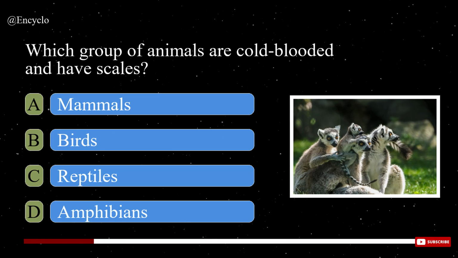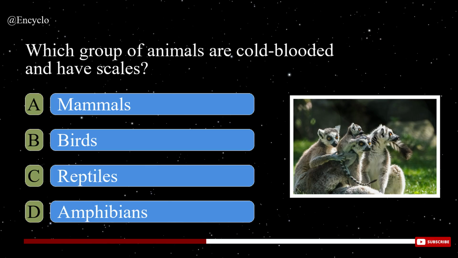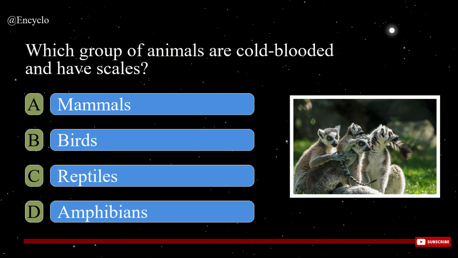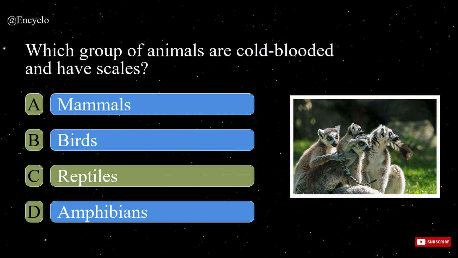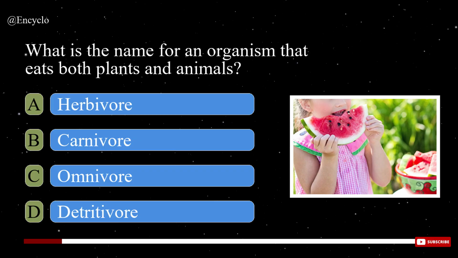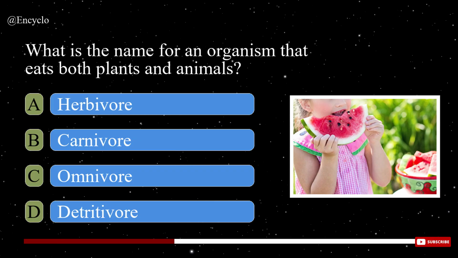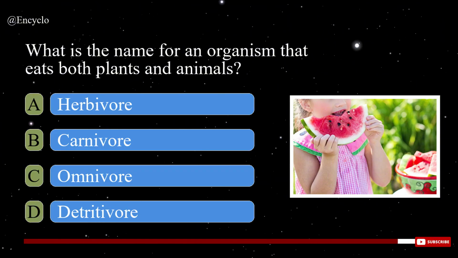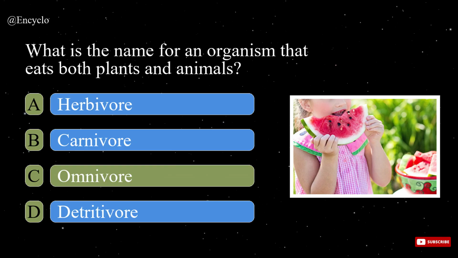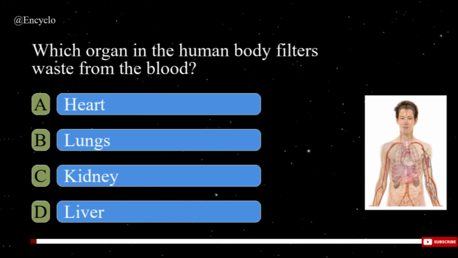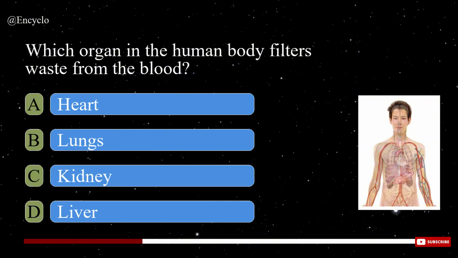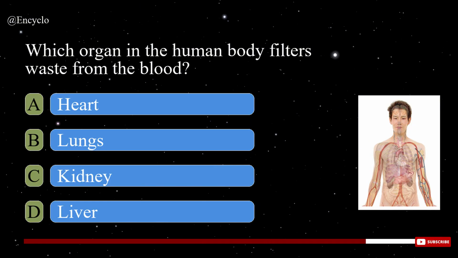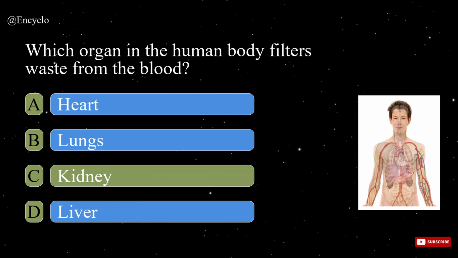Which group of animals are cold-blooded and have scales? The answer is reptiles. What is the name for an organism that eats both plants and animals? The answer is omnivore. Which organ in the human body filters waste from the blood? The answer is kidney.